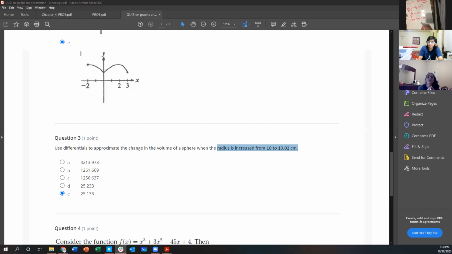So in this case, we're trying to find dV, right? That's dV. And then r squared, we just plug in 10. We get 400 pi times 0.02.